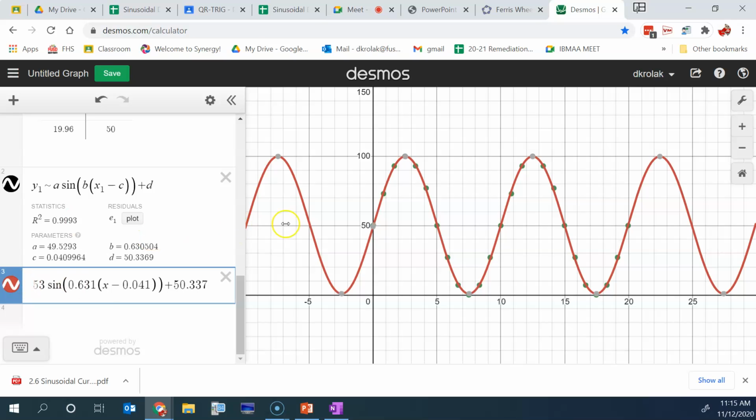Now it put it in a different color. You can see how that color matches the black one. If I turn off the one we just typed in, there's the black one and there's the one that we just came up with.